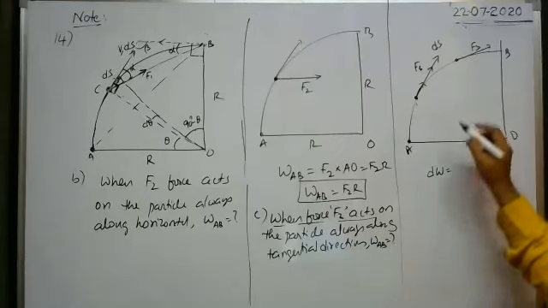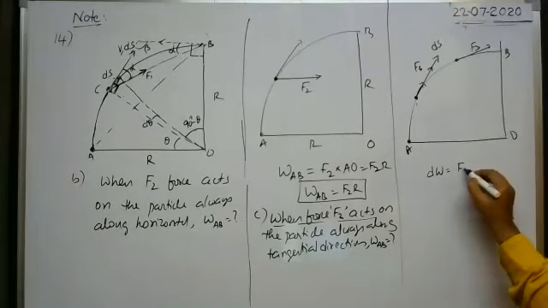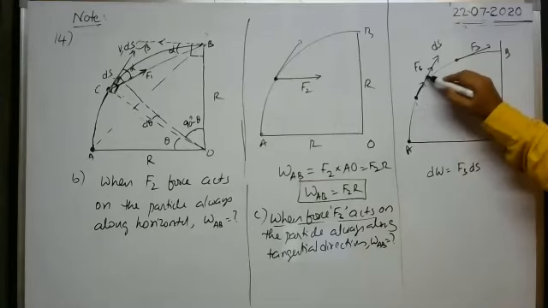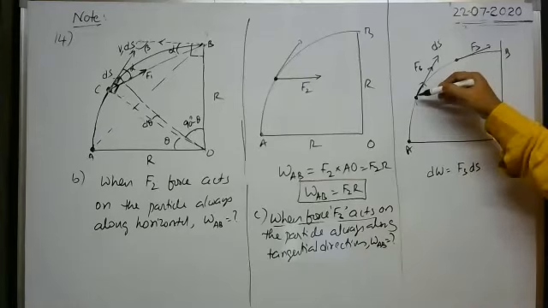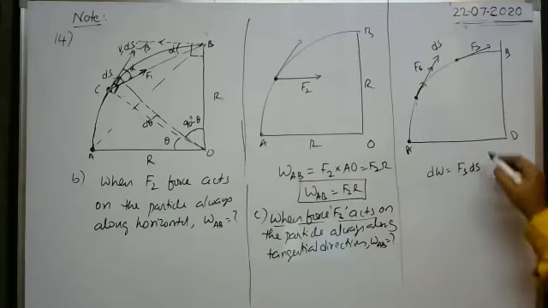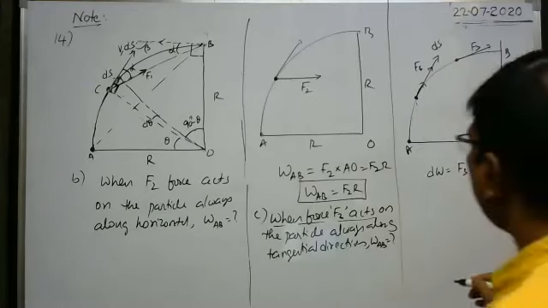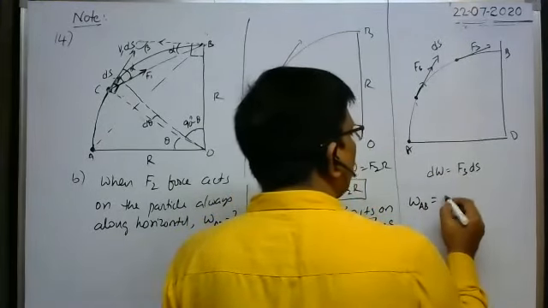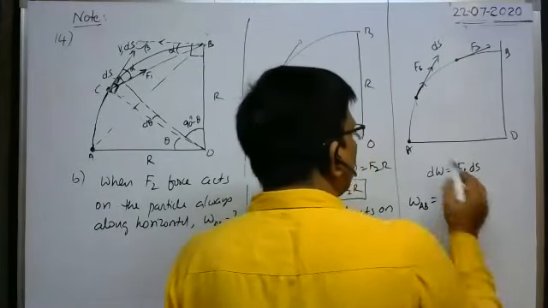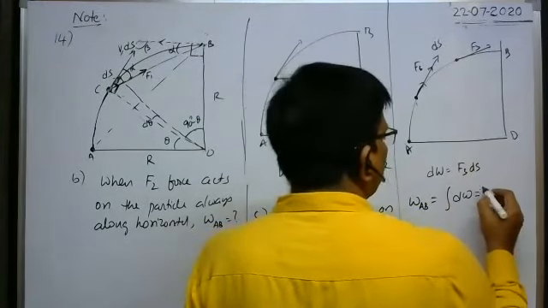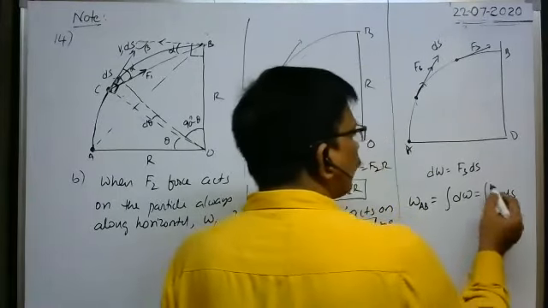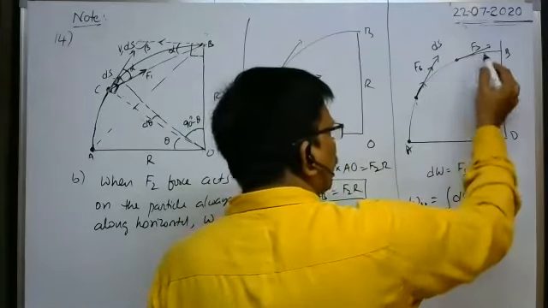Therefore, work done to displace the particle through a small distance is equal to force into displacement ds directly, because displacement is along the tangential direction at that point, and force is also always along the tangential direction only. That's why F3 ds cos 0, that means F3 ds. Therefore, total work done to displace the particle from A to B is equal to integral dw, limits from A to B. We have to integrate integral F3 into ds.